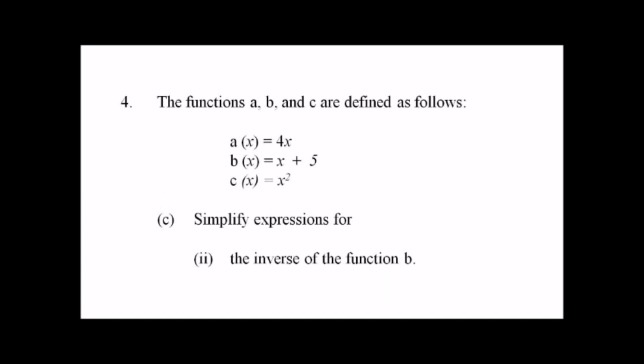And moving right along to 4c part 2, dealing with the same functions a, b, and c again. Simplify expressions for the last part, the inverse of the function b, or b⁻¹. So find b, and where you have b(x), you put y = x + 5, and then I want you to solve that for x, and when you get to the end, change the x and the y, replace the y with x, and that will give you your answer for the inverse of the function b.